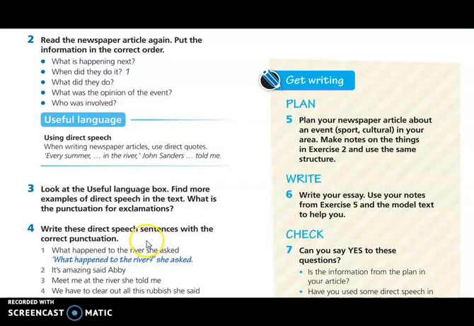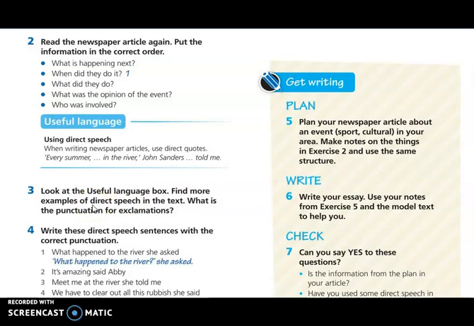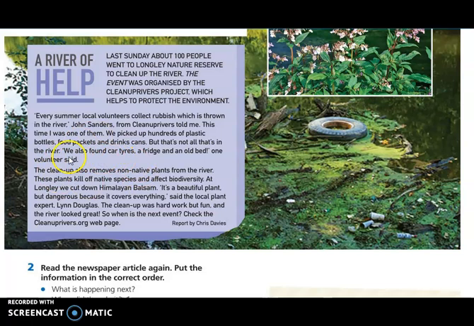Now we have to look at the useful language box, then find more examples of direct speech in the text. What is the punctuation for exclamations? In the useful language, here you have to use direct speech in newspaper articles. This is the example: Every summer, local volunteers collect rubbish which is thrown in the river, John Sanders from Clean Up Rivers told me. We have to find more examples of direct speech in the text. Here in the same paragraph, we can see, "We also found car tires, a fridge, and an old bed," one volunteer said. In the next paragraph, we can see, "It's a beautiful plant, but dangerous because it covers everything," said the local plant expert, Lynn Douglas.